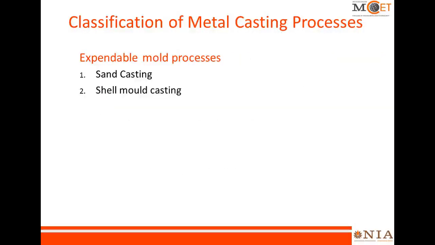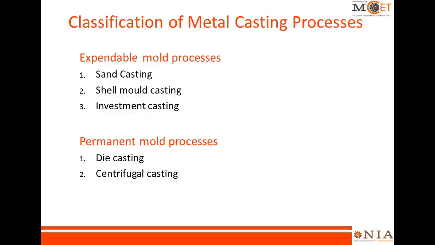And types of casting process. First, expendable mold process. You have sand casting process, shell mold casting process, investment casting process. So these three processes come under expendable mold process, which is disposable mold process. In the second category, permanent mold process. Under this you have die casting process, centrifugal casting, and continuous casting process. So we will see all these 6 processes under unit 1.